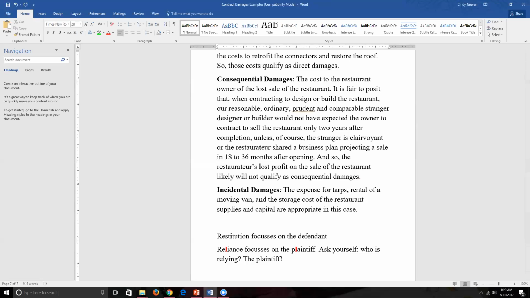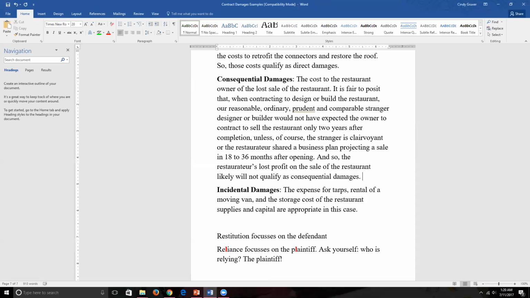But this seems a little bit unlikely. Most people don't enter into a business and then plan on selling it just a few months later. And so under those circumstances, I think the lost profit that Bob experienced because he lost the sale to Larry probably would not be recoverable as a consequential damage. So we have incidental damages, we have compensatory damages, but in this case, I think it would be difficult for Bob to prove consequential damages.